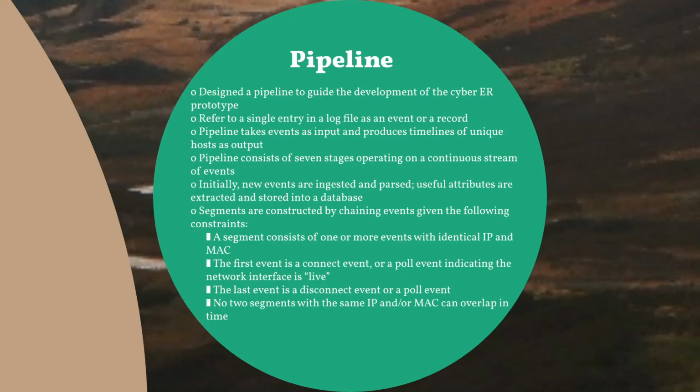New events are ingested and parsed. Useful attributes are extracted and stored into a database. Segments are constructed by chaining events with the following constraints. First, a segment consists of one or more events with identical IP and MAC. The first event is a connect event or a poll event indicating the network interface is live. The last event is a disconnect event or a poll event. And finally, no 2 segments with the same IP and or MAC can overlap in time.